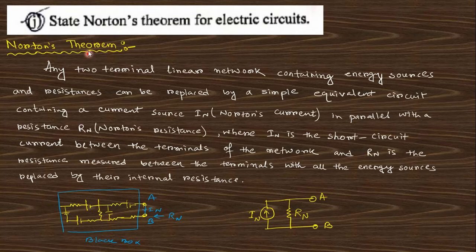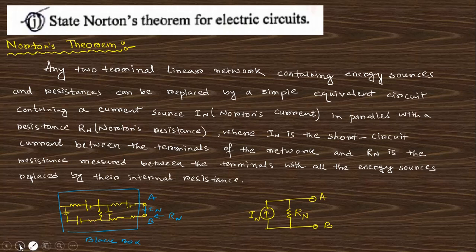Next question. State Norton's theorem. For a two terminal network, it can be represented as a current source in parallel with a resistance, where the current is measured by shorting the two terminals and finding the current flowing through them, and the resistance is the equivalent resistance measured when the source is replaced by its internal resistance. For an ideal voltage source the internal resistance is 0, for an ideal current source the internal resistance is infinity.